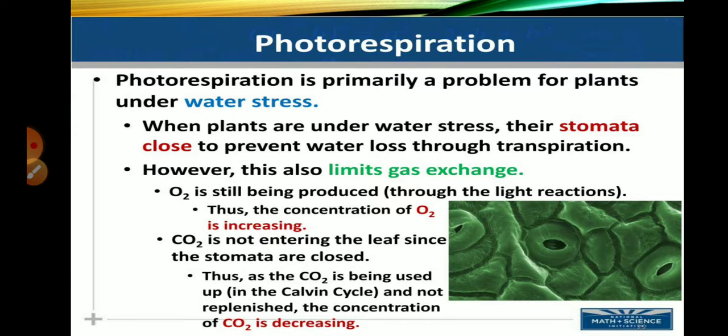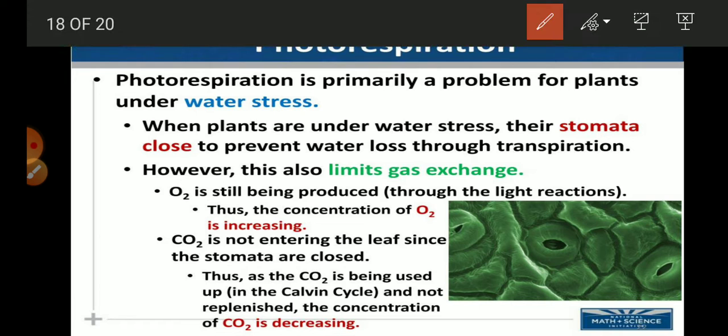So in photorespiration, what actually happens? It occurs if the problem is water stress, and the plant is under water stress. So what happens? They close their stomata in the daytime. For what reason? To prevent water loss through transpiration. When they close stomata, this limits gas exchange, so oxygen is still being produced by the process of photosynthesis through the light reaction.